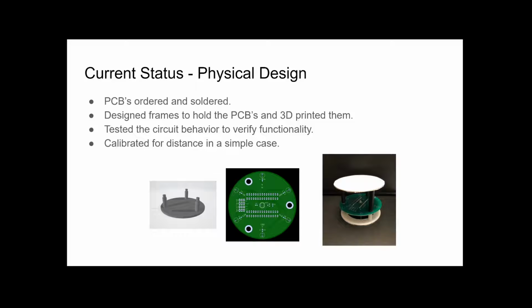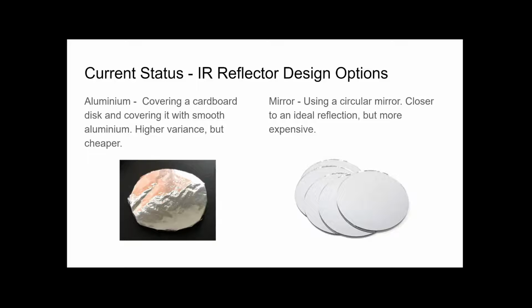And we've run a couple of tests just to characterize our circuits. We examined 2 options for IR reflector designs. The first is cardboard covered with aluminum foil. The second is a mirror. The mirror is more ideal of a reflector, but it is more expensive, and the aluminum is cheap and easy to make, but has higher variance.